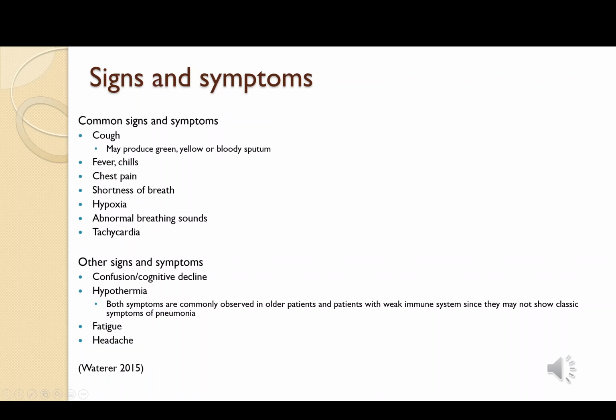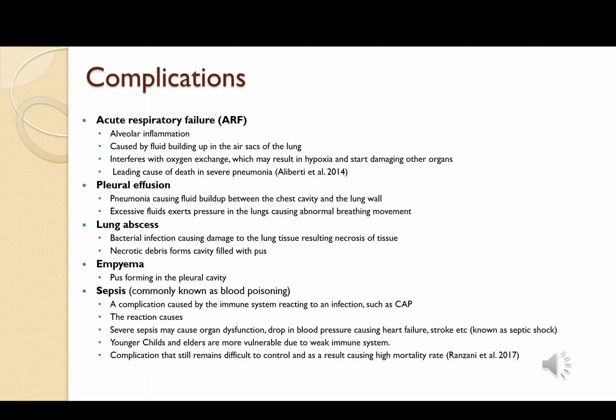One of the most common complications of pneumonia is acute respiratory failure. This is caused by fluid building up in the air sacs of the lungs. As the fluid builds up, it interferes with the oxygen exchange, meaning the lung cannot release oxygen into the blood, and as a result, the organs cannot get oxygen-rich blood, which causes them to dysfunction, which is commonly known as hypoxia. It is one of the leading causes of death in severe pneumonia.